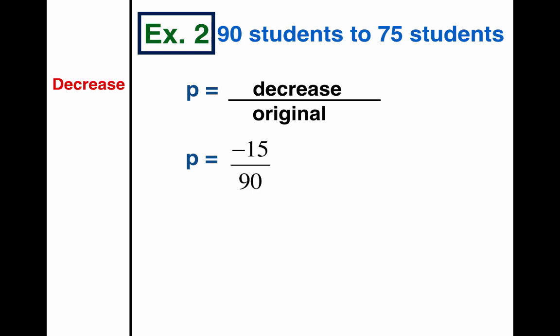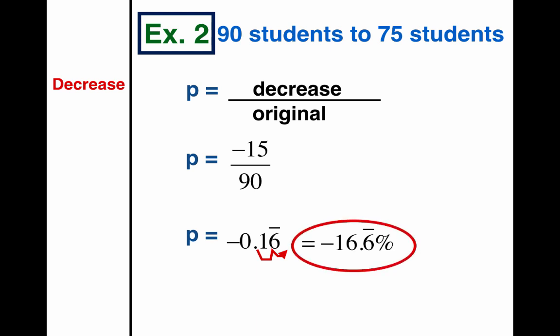Now negative 15 divided by 90 is negative 0.16 repeated. It's like 0.1666666. So we're going to move that decimal to get that percent, and that means it's a negative 16.6 repeated percent. So it went down 16.6 repeated percent, technically.